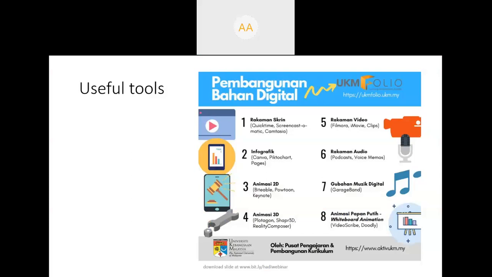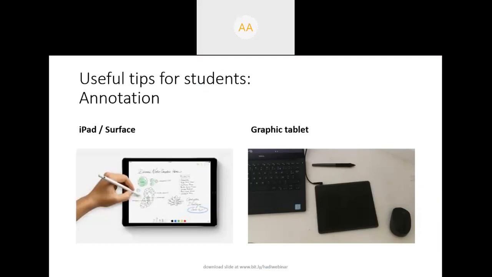And for animation, what I have tried before is Plotagon. Plotagon is where you can make your own cartoon. And then to record videos, I use Camtasia also. To record audio, digital music, GarageBand, animation, Whiteboard. So these are some tools. I will share a few things.